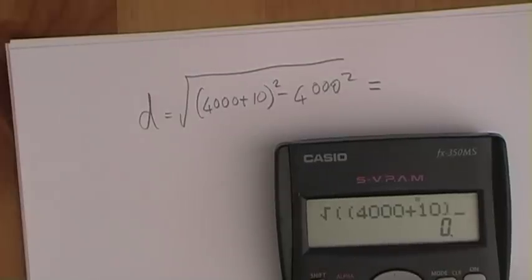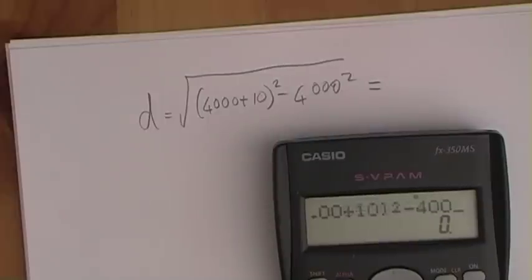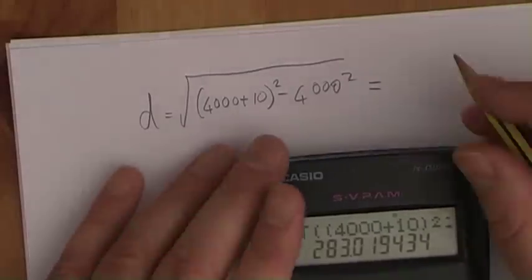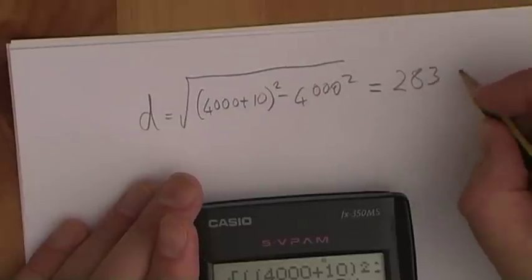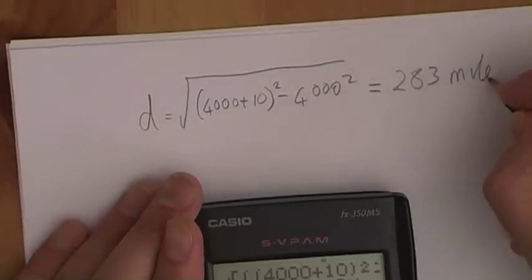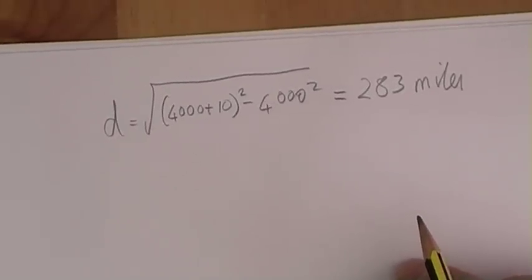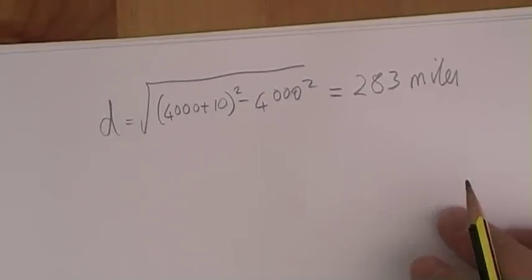Plus 10 squared minus 4,000 squared, close brackets, 283 miles. That's how far away the horizon would be if you're 10 miles above a sphere with a radius of 4,000 miles.